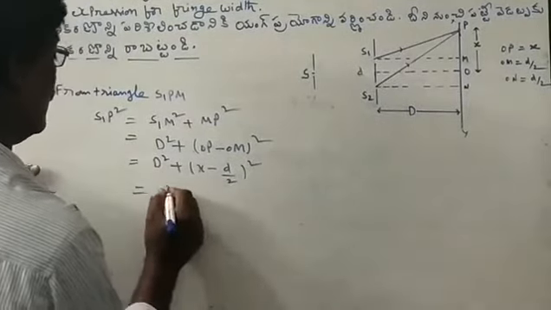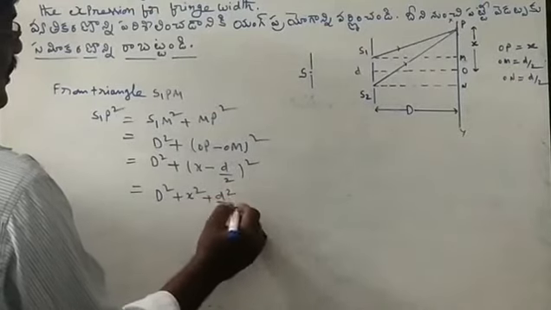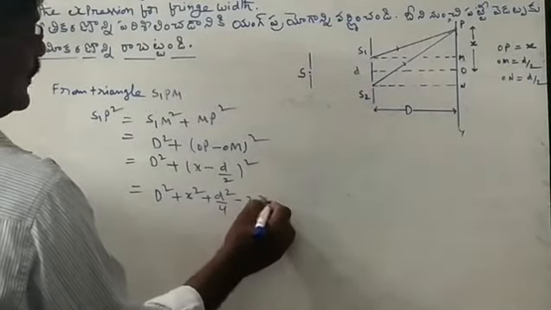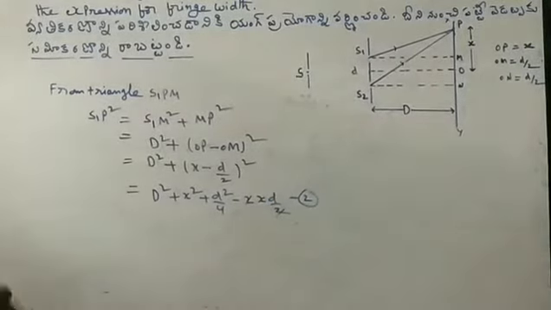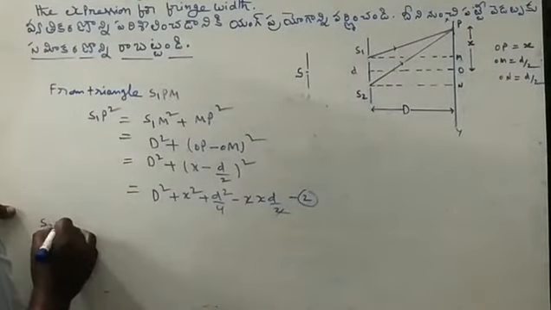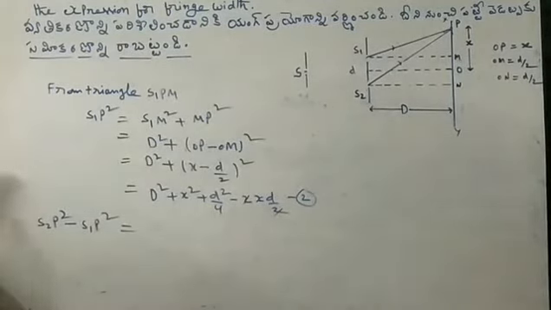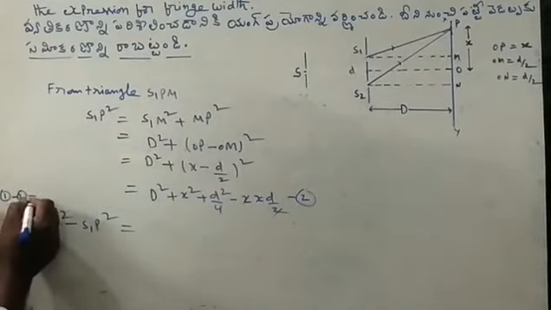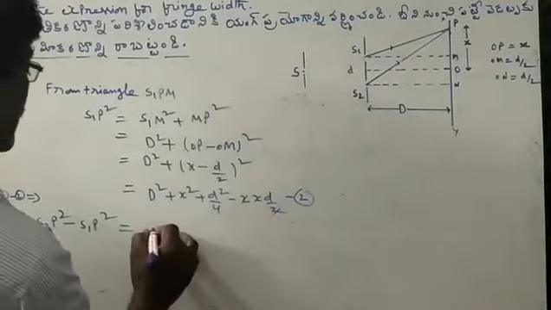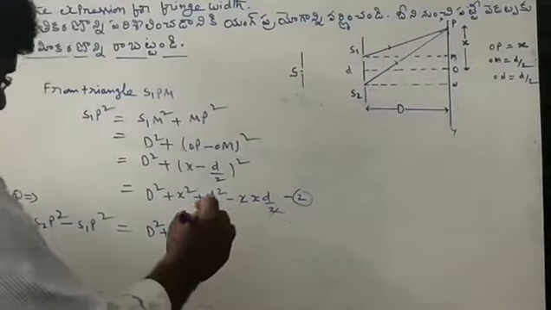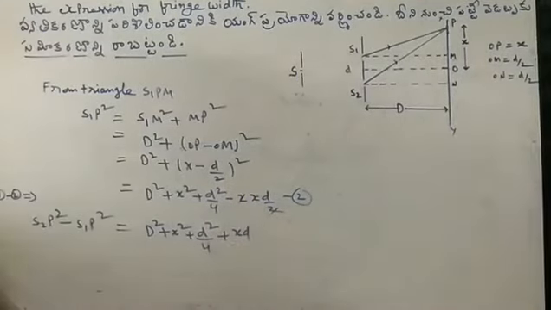That equals D square plus X square plus d square by 4 minus 2 into X into d by 2. 2 cancel. This is equation number 2. S2P whole square minus S1P whole square, that means equation 1 minus equation 2. S2P whole square minus S1P whole square is equal to D square plus X square plus d square by 4 plus Xd.